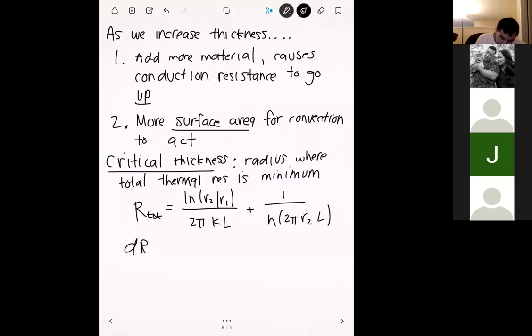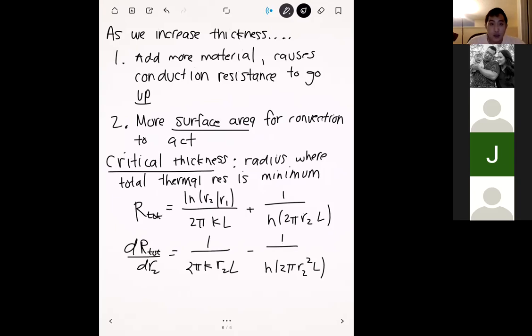And so let's take the derivative of this with respect to the outer radius, so with respect to R2. When we do that, you get the following. We have 1 over 2 pi k R2 L, because we basically just take the derivative of natural logarithm, which is 1 over that. And then we have minus 1 over h times 2 pi R2 squared times L. And that's the derivative of the previous function with respect to R2. From here, we can set this to zero, and then we can solve for R2.